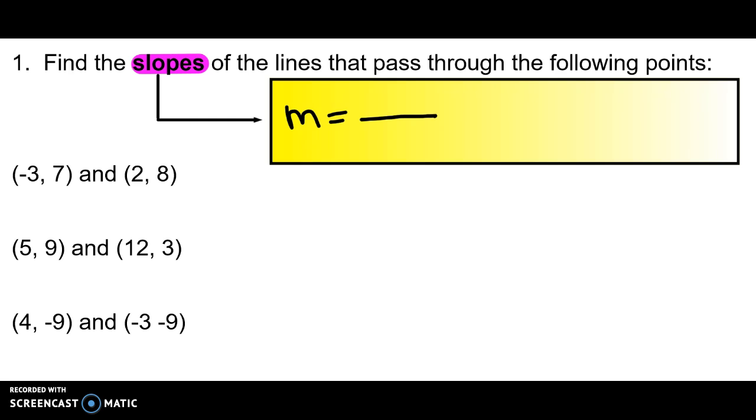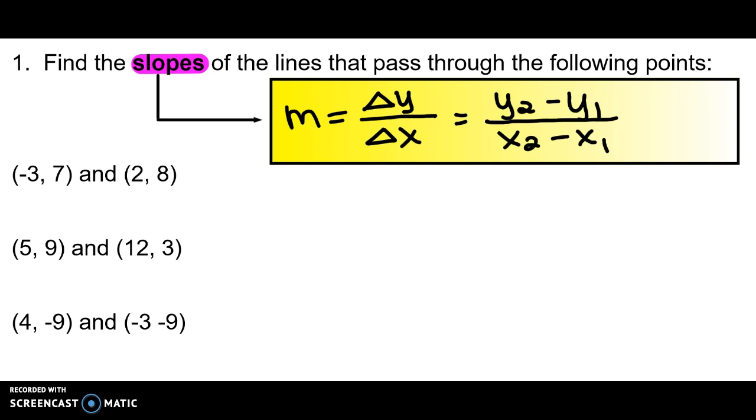Okay, remember M is the rise, which is the change in Y, over the run, which is the change in X. We can also write that formula as y2 minus y1 over x2 minus x1. When finding slope, I really encourage you to label your points first. So we have x1, y1, x2, and y2. Now all we have to do is go back and plug them into that formula. We have 8 minus 7 over 2 minus negative 3.